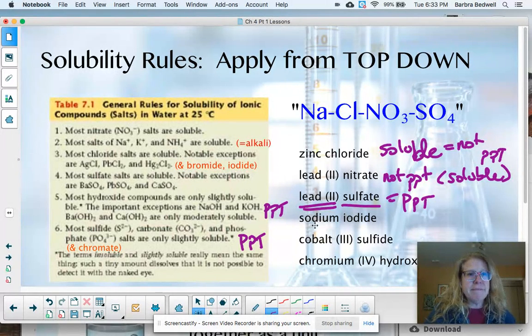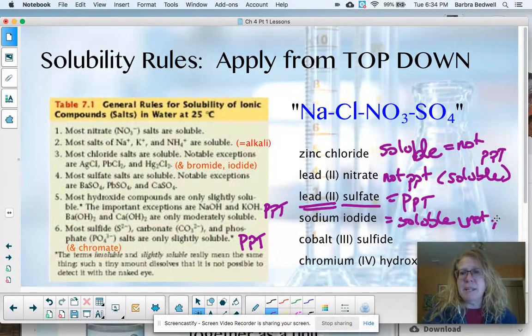All right, sodium iodide. How about that one? Okay, rule number 1, nitrate salts, doesn't apply. Rule number 2, most salts of sodium. Oop, that applies. Most salts of sodium are soluble. All right, nope, not PPT. That's going to be dissolved or aqueous.